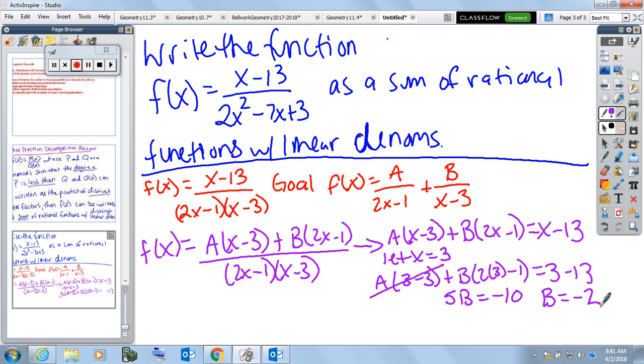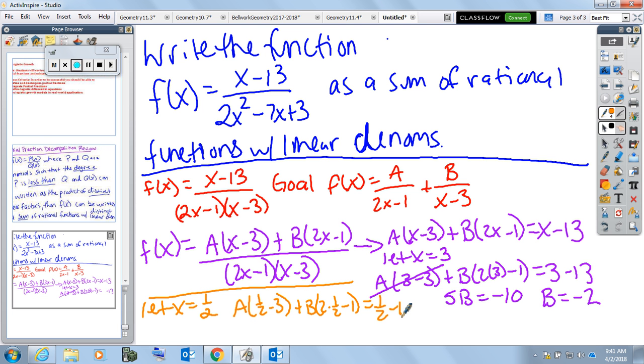So very similarly, on the other side of things, the solution to 2x minus 1 is going to be when x is 1/2. And so when x equals 1/2, we'll do the exact same concept here. We'll let x equal 1/2, and that's going to cancel out b in this case. So we have a times (1/2 minus 3) plus b times (2 times 1/2 minus 1) equals 1/2 minus 13. Again, that will cancel out.